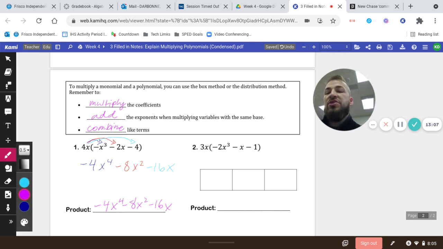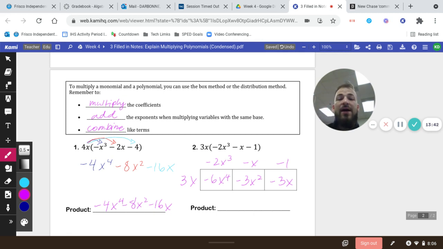of our distribution method. So we'll write 3x outside and then each of our terms up on the top and minus 1. And then we're just going to multiply down through our box. So 3x times negative 2x cubed is negative 6. x times x cubed is x to the 4th. 3 times negative 1 is negative 3. x times x is x squared. And then 3 times negative 1 is once again negative 3. x times nothing is just x, because I got no x's to multiply with.